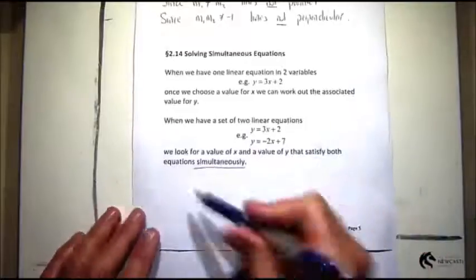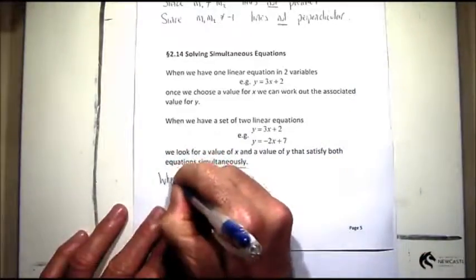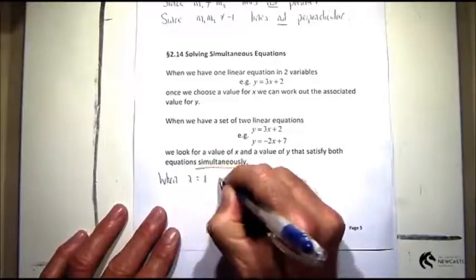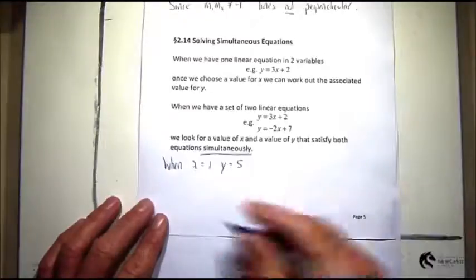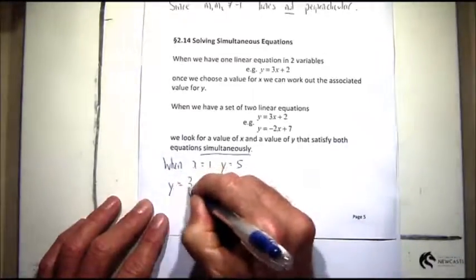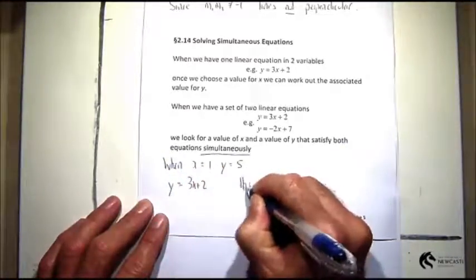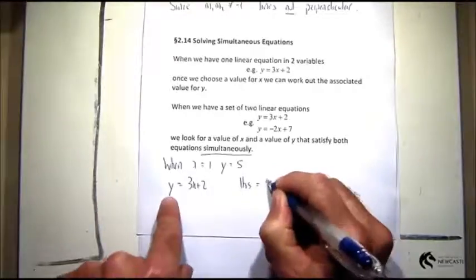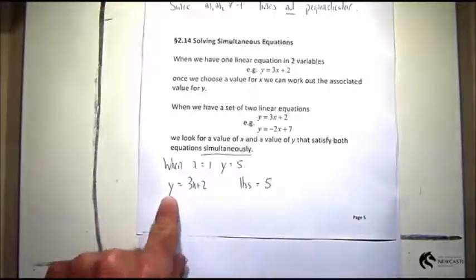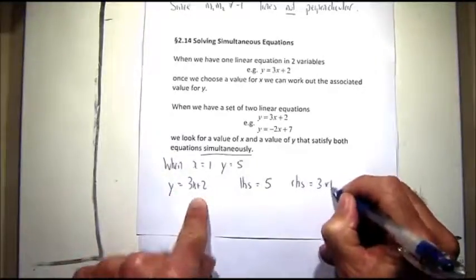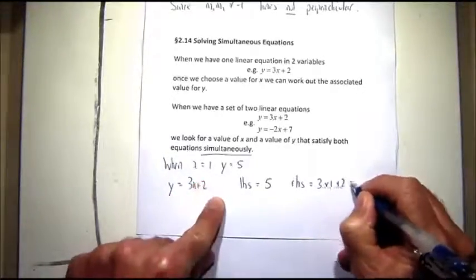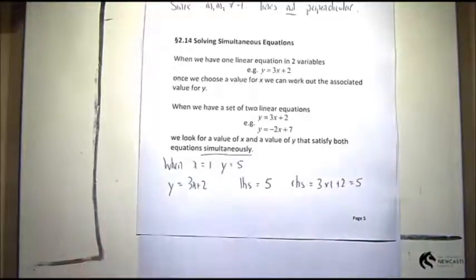So, when x is equal to 1 and y is equal to 5, let's look at this equation. y is equal to 3x plus 2. Is it satisfied? On the left-hand side is y, so that's just 5. On the right-hand side, it is 3 times 1 plus 2, which is also 5. So that satisfies the first equation. That's good. Let's check the second equation.